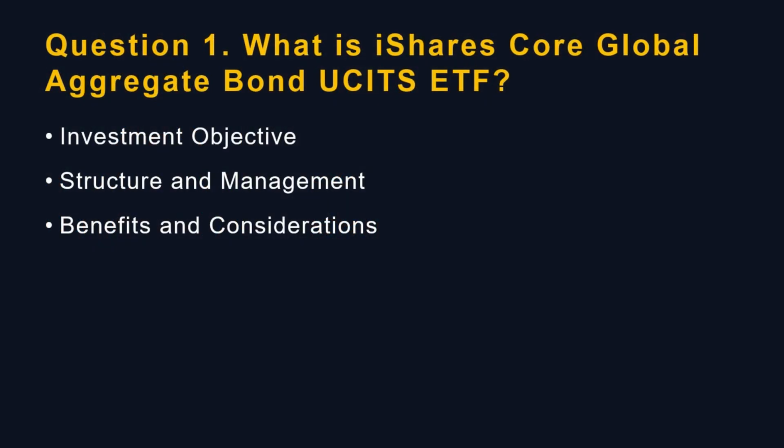Question 1. What is iShares Core Global Aggregate Bond UCITS ETF? The iShares Core Global Aggregate Bond UCITS ETF is an exchange-traded fund, ETF, designed to track the performance of a broad basket of investment-grade bonds issued by governments and corporations around the world. Here's a breakdown of its key features.